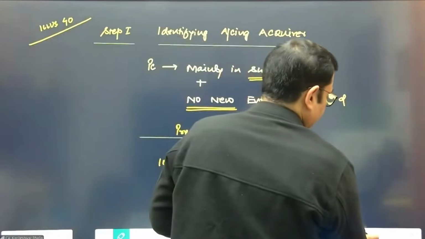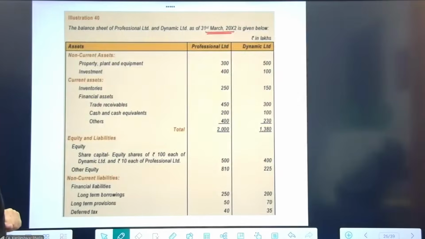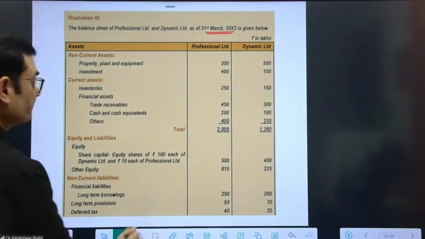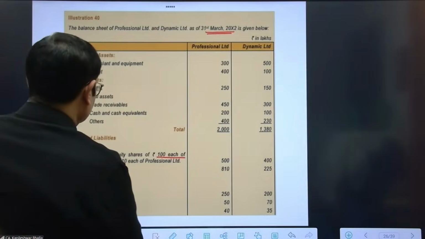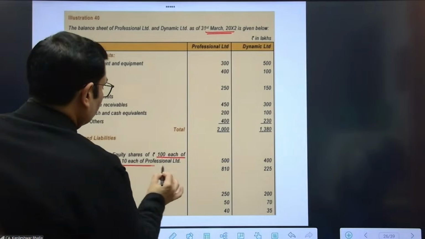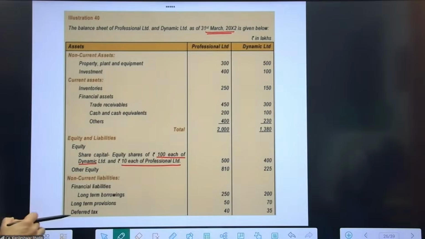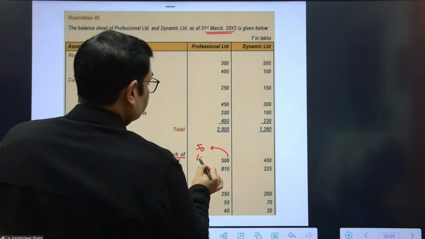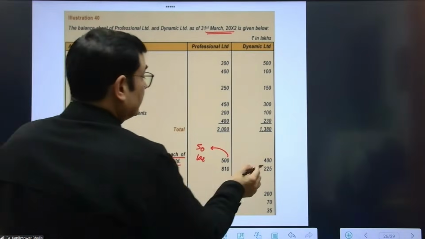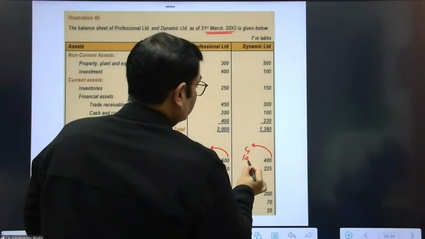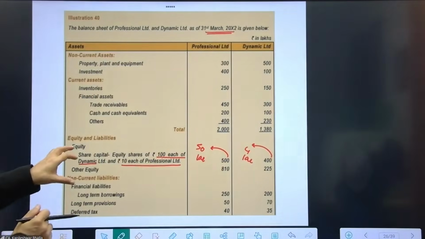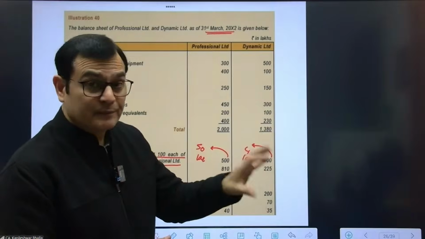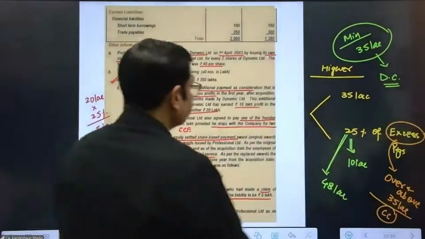Let's go back. Let's first look at the balance sheet of the company and see what the status of the number of shares is. The equity share of Dynamic is 100 each and the equity share of Professional is 10 rupees each. So this comes to a total of 50 lakh shares because the shares are 10 each, and this comes to a total of 4 lakh shares because the shares are 100 each. So this is the status of the number of shares of Professional as well as Dynamic Limited. Now, let's see further.